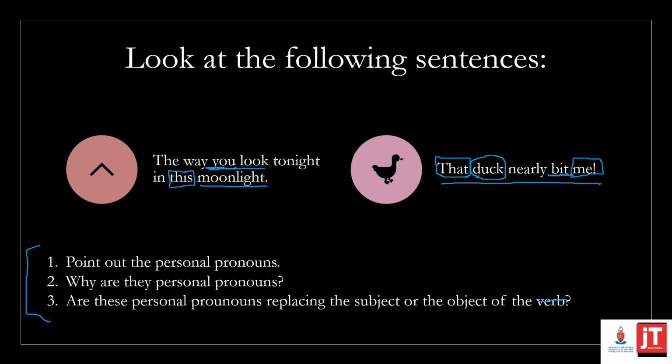So we have, okay, so something's biting. What's biting? The duck. Okay, so the duck is the subject. The duck is the one doing the activity. Who's nearly receiving this verb? Who's nearly getting bitten? Me. So it's the object of the sentence. Okay. I hope that this was helpful.